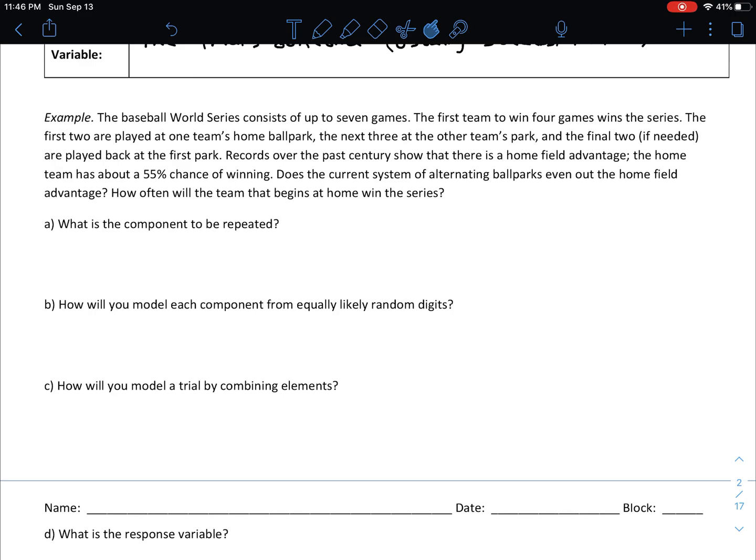So let's think about each of these parts of the simulation that we might want to run. The first, what is the component to be repeated? So what is each individual thing we're going to look at? In this case, that's going to be each game that's played. So each individual game that's played would be considered one component.